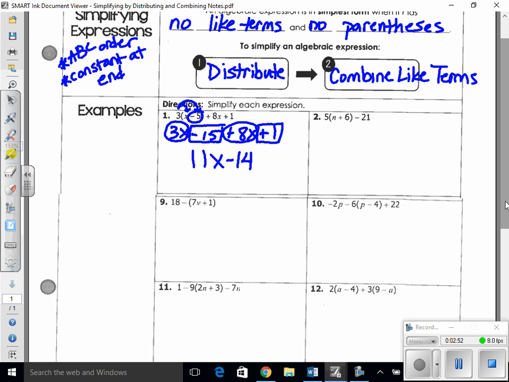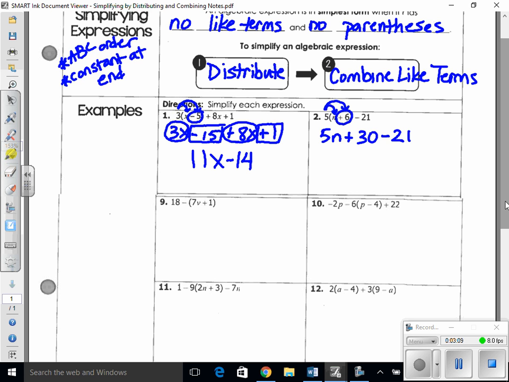All right, so in number 2, the number outside of the parentheses is the 5. So we want to distribute the 5. 5 times n is going to give us 5n. Then we have a positive 6. So 5 times positive 6 is going to be a positive 30. Bring down the minus 21. You haven't used it yet. Okay, so parentheses are gone, distributing is done.